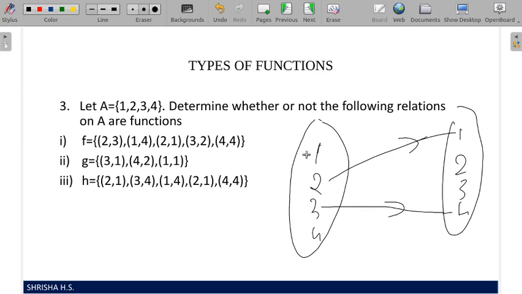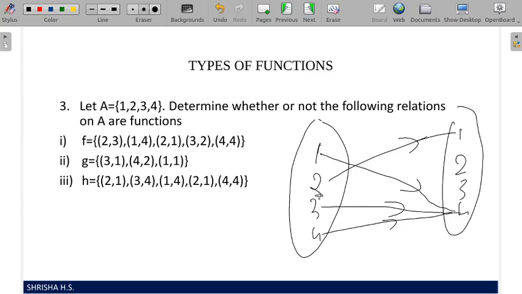1 comma 4, 2 comma 1, we have 2 comma 1 repeated two times. That's absolutely fine. So it is a set and it is equal to saying 2 comma 1 only once. Okay, so 4 comma 4. Now is it a function? Yes. Why is it a function? We don't have any problem.